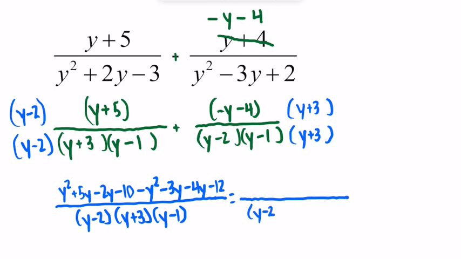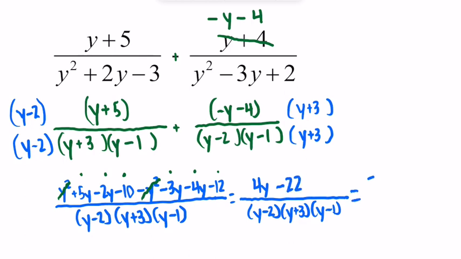We're going to have a lot of combining like terms to do on the top. Let's see, when we look at this, we have a y squared and a minus y squared that end up canceling each other out. Then we have 5y minus 2y minus 3y minus 4y, which all results in 4y. Then for our constant terms, we have a negative 10 and a minus 12, which gives us minus 22.